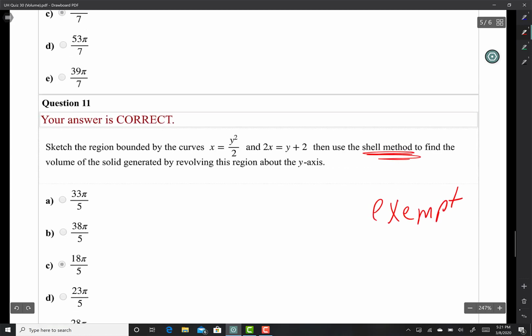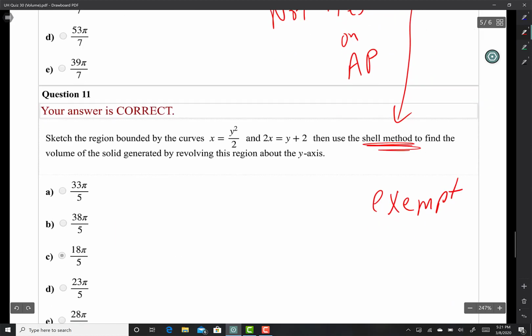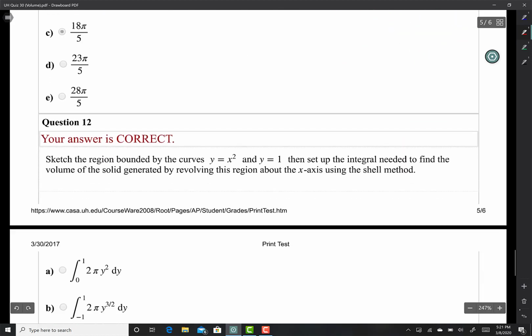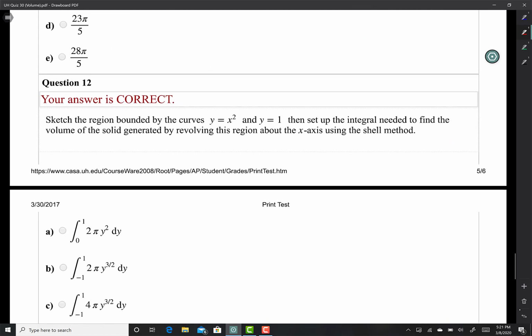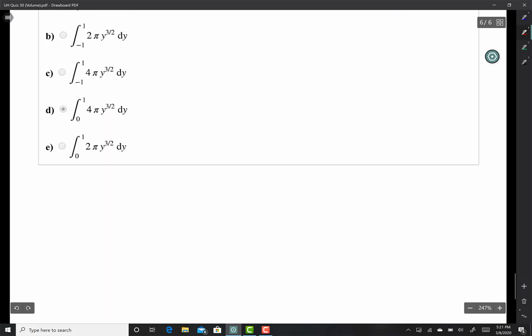This is not tested on AP. We've done it in the past, but right now with spring break, we're fine. Let's see, if this one is shell method again. Shell method, yep. So exempt. If you get lucky and you get all 3 shell method, you'll be exempt. Alright guys, that's it.